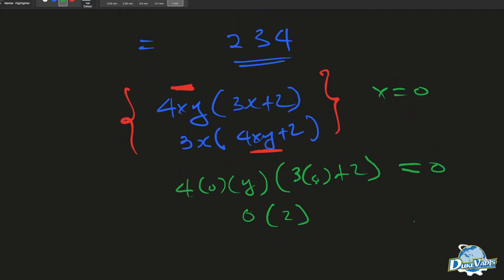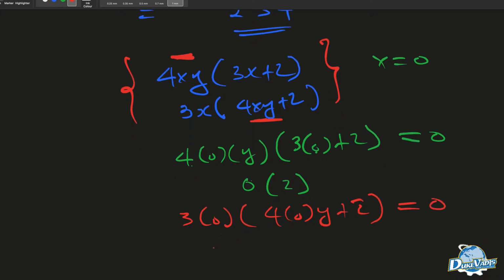When we take the second one, and we also see when x is 0. Okay, so 3 times 0 into bracket 4, 0, y plus 2. Let's look at this one again. This one will also give us 0, y, because 3 times 0 is 0. And even when we calculate the one in the bracket, that will be 0 plus 2 once again. Okay, and the answer will still be 0. You see?